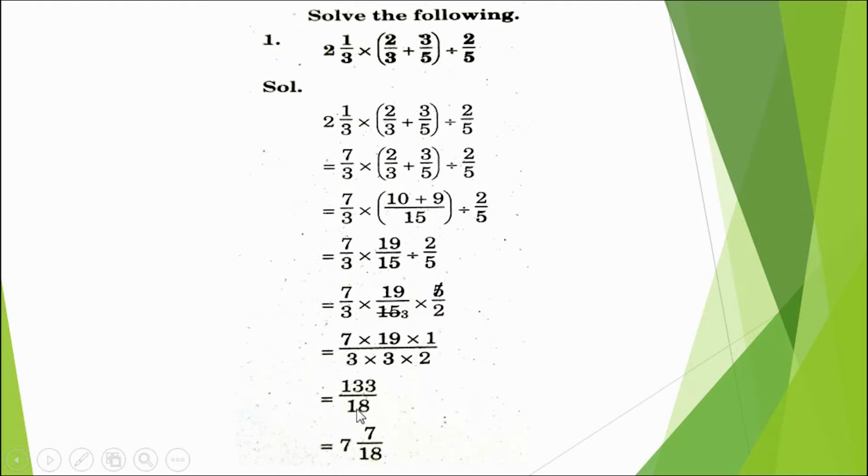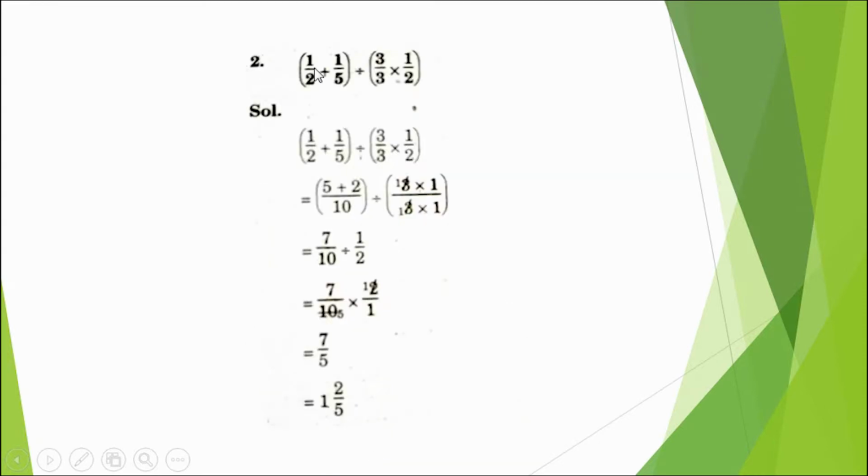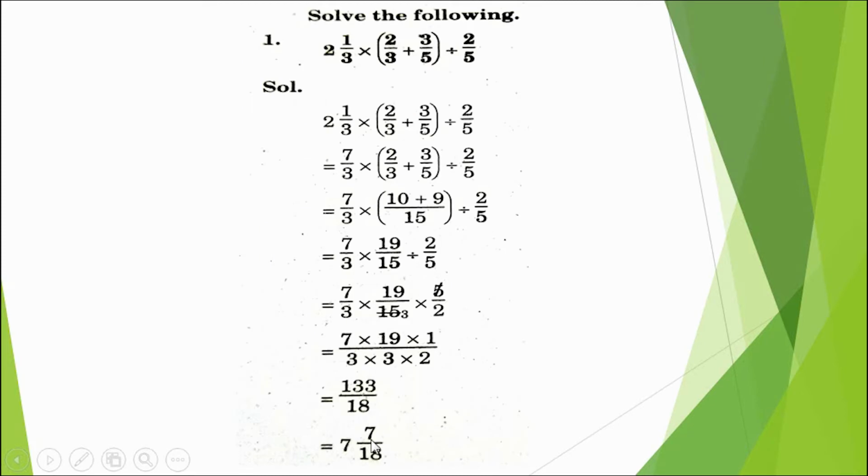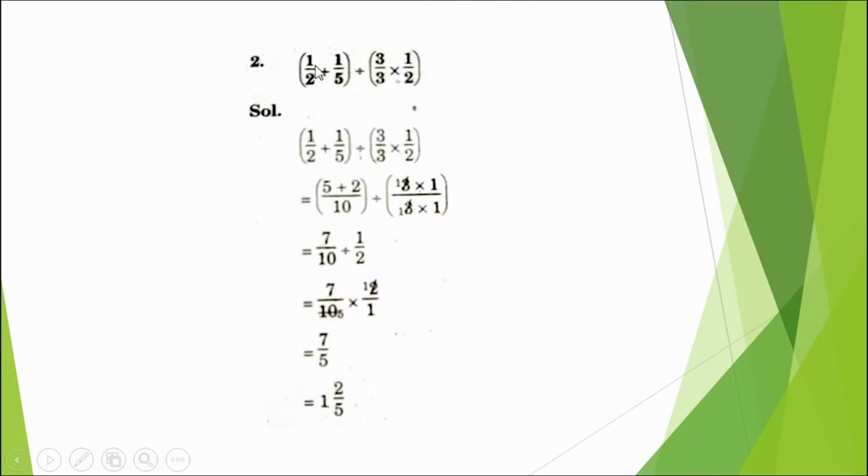Now 5 1s are 5, 5 3s are 15. Now we multiply 7 with 19 with 1, 3 multiply 3 multiply 2. Answer will be 133 over 18. If we divide 133 over 18, answer will be 7 and 7 over 18.